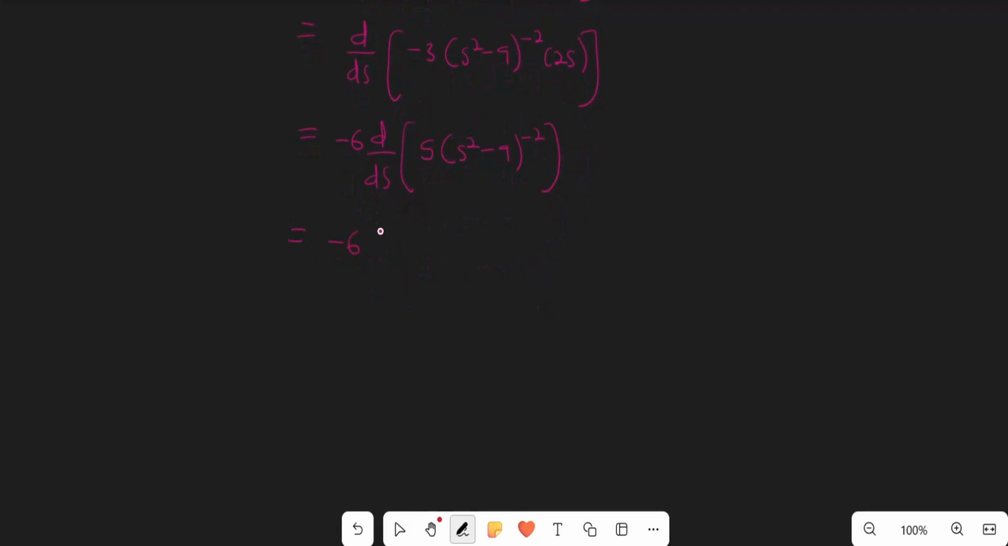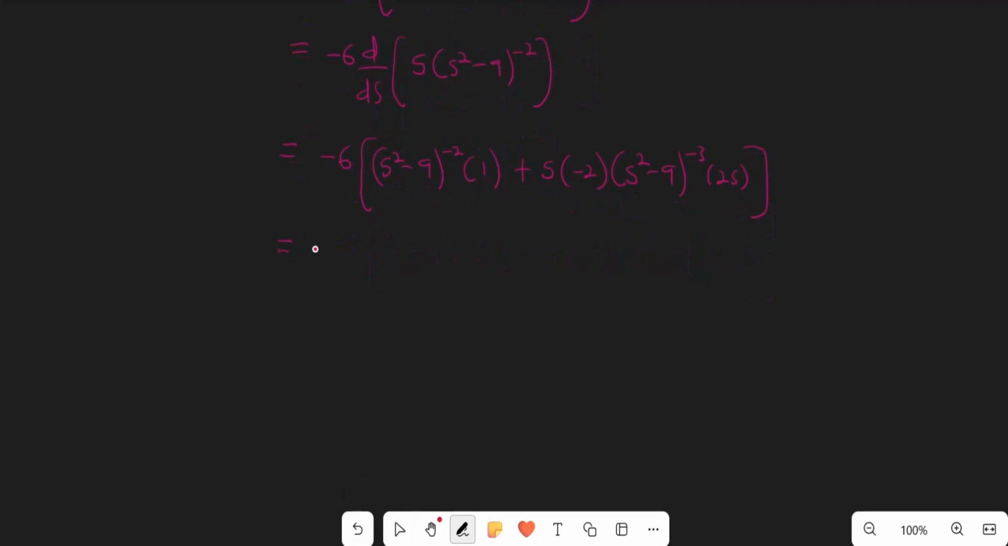Now let's differentiate for the second time. That is negative 6. Now differentiating for the second time using the product rule. So I am going to keep s squared minus 9 raised to the power negative 2 constant and differentiate s, which is 1. Plus I'm going to keep s constant and differentiate this one. So that is going to be negative 2 into s squared minus 9 raised to the power negative 3. And chain rule, differentiating is going to give you 2s. So now let's simplify. So negative 6, right? So this one is 1 all over s squared minus 9, all this one squared. That is this guy.